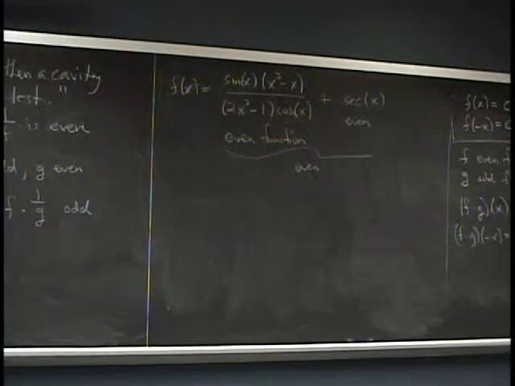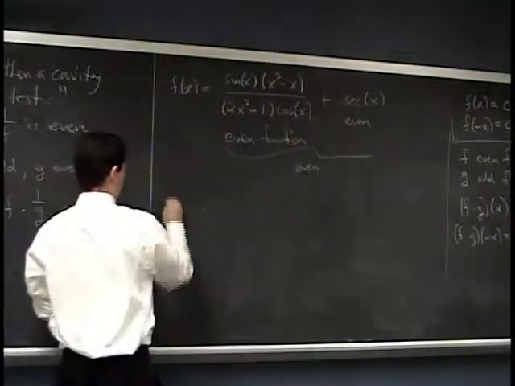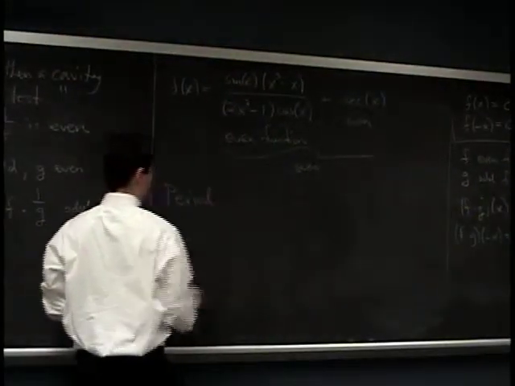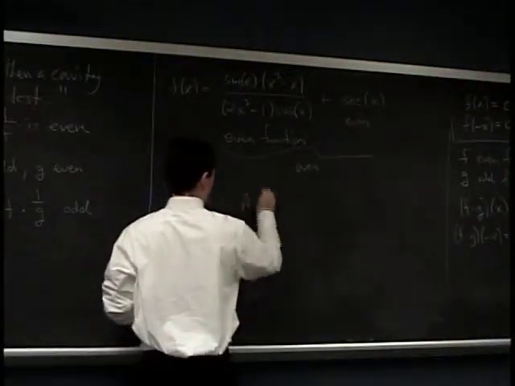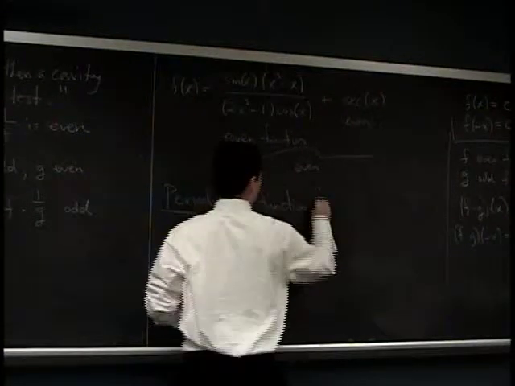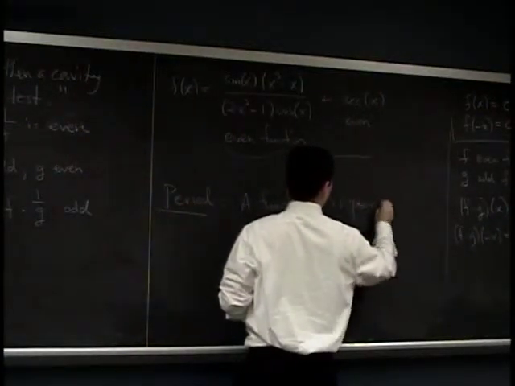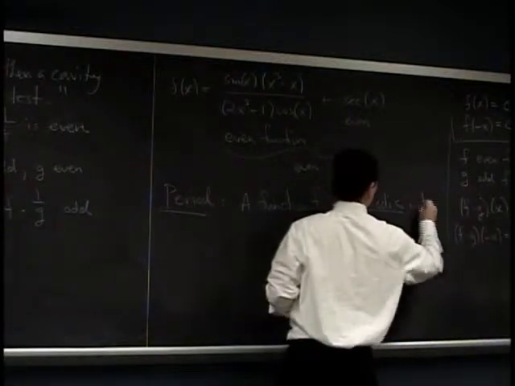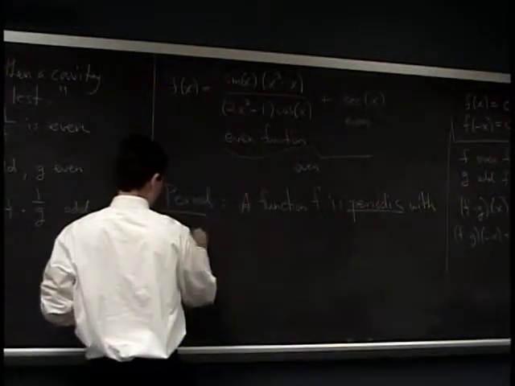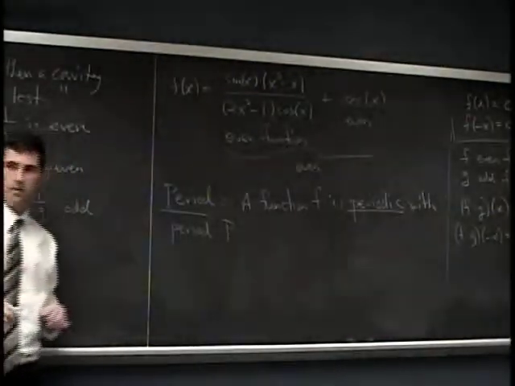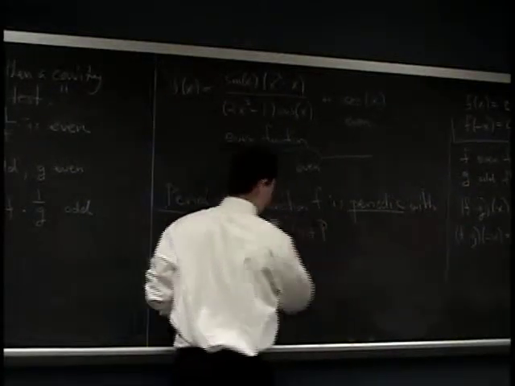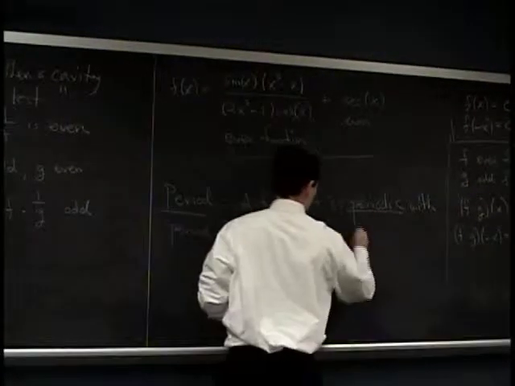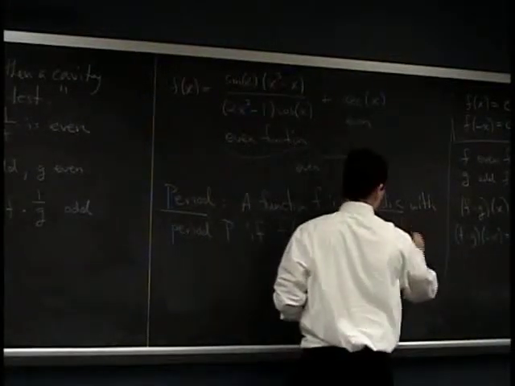Okay. So any question about odd or even functions? Let me just finish up symmetry by reminding you about periods. So formally, you say that a function f is periodic with period p if f of x plus p equals f of x for all x.